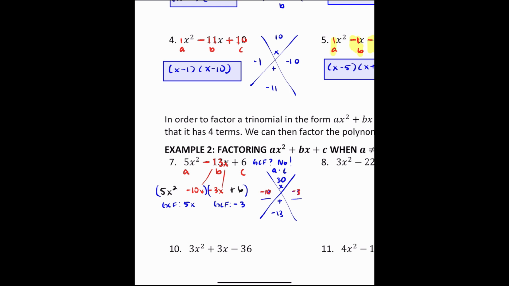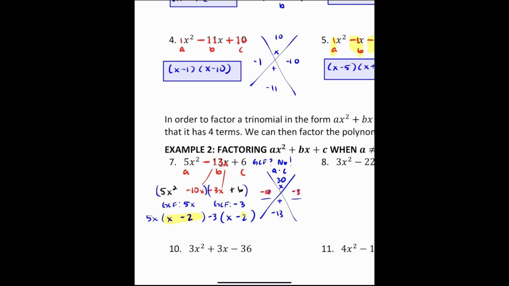So, remember, it's the GCF first, and then the remainder. So 5x times what number gives you 5x squared? That would be x. 5x times what gives you negative 10x? That would be negative 2. And then over here, the GCF of the last two terms is negative 3. And then there's my remainder. Negative 3 times what gives you negative 3x? That's x. Negative 3 times what gives you positive 6? That would be negative 2.